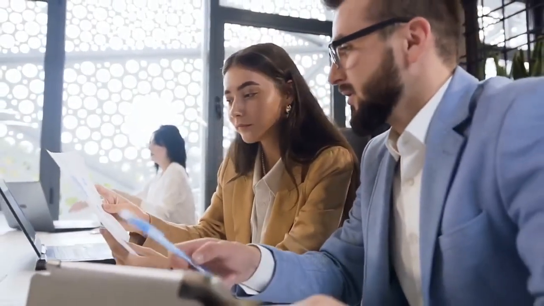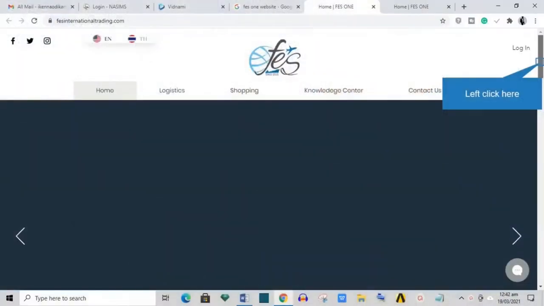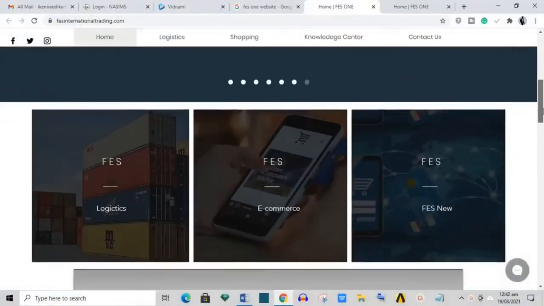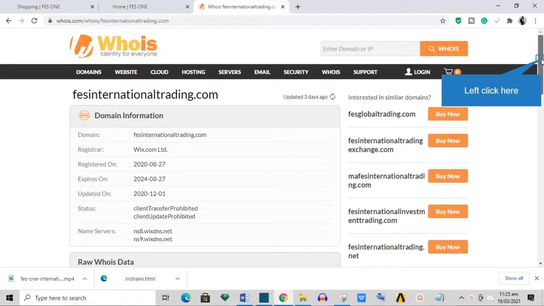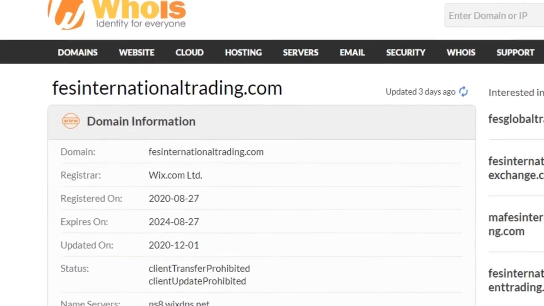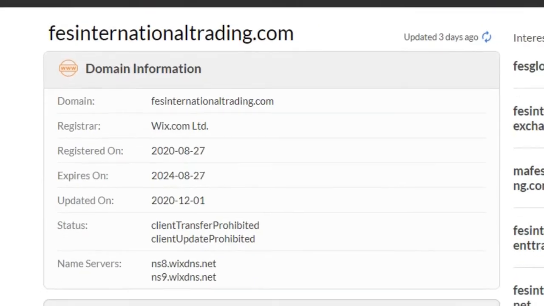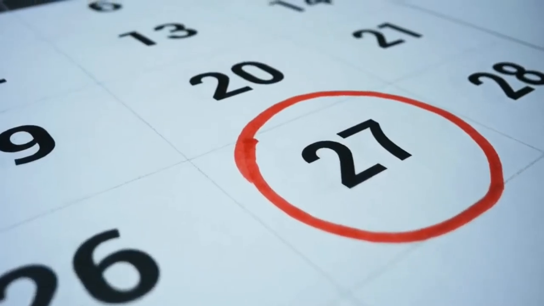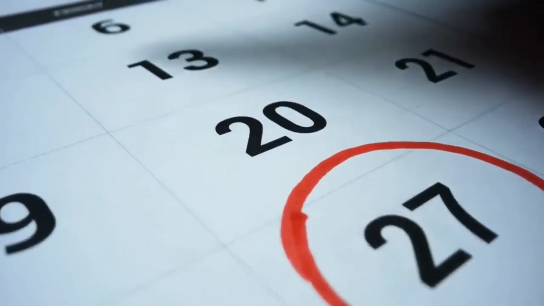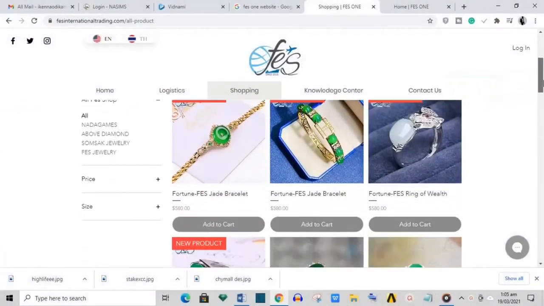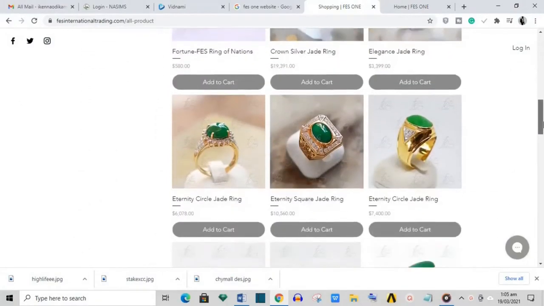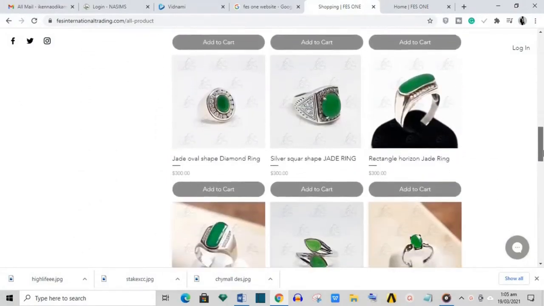Let's look at the potential longevity of FES ONE International Company. FES International Trading Group was founded in 2015. The company was registered on the 27th of August 2020 according to whois.com. It will expire on the 27th of August 2024. According to the website, the company started in 2015, which is virtually 6 years of existence.